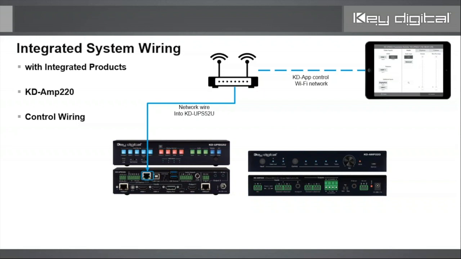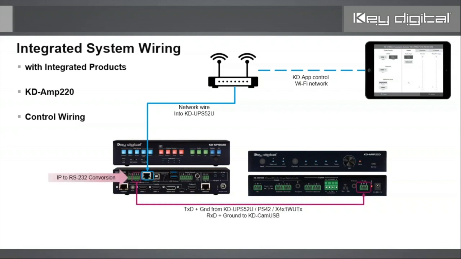So here is our iPad, our Key Digital app, and you see the control GUI. It looks like the screens I just showed you. The Key Digital app is a free app. You can download it on the iOS store now to see it. Over Wi-Fi, the app will send the commands to the presentation switcher, and the presentation switcher will convert from IP to RS-232. It will output the RS-232 so that it can control the integrated products, the amplifier or the camera.